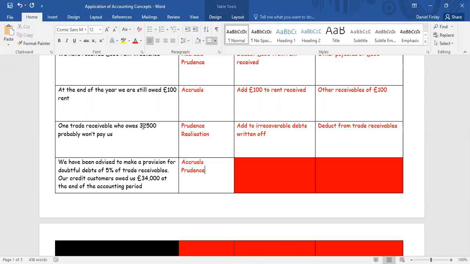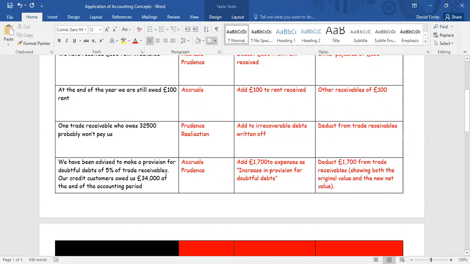The money that we write off should be included in that year. So on the income statement, we're going to put on the increase in the provision for doubtful debt, which is just 5% of 34,000. It's 1,700, and that's going to be an expense. And on the statement of financial position, we're going to subtract that 1,700 from the trade receivables. However, we still show the original trade receivables figure, and underneath we deduct the 1,700 and show our new figure, which we call the net trade receivables, if you want to call it a name.